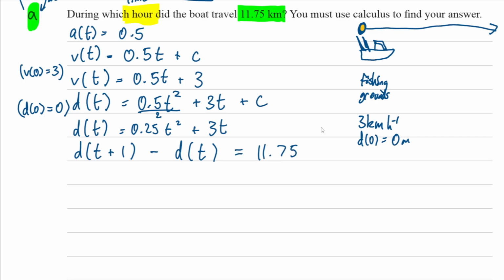Just one more time, the t plus 1 represents 1 hour ahead of the t. So that interval will be 1 hour. And so the difference in those distances needs to equal 11.75 to find the hour in which they traveled 11.75 kilometers.